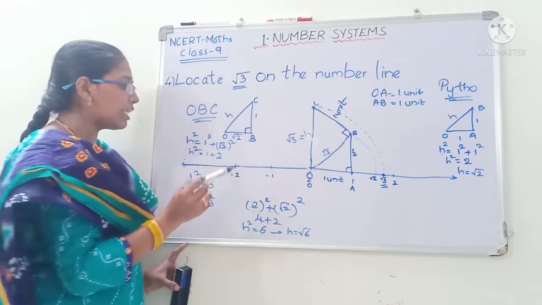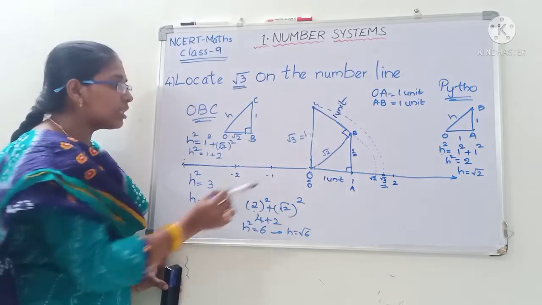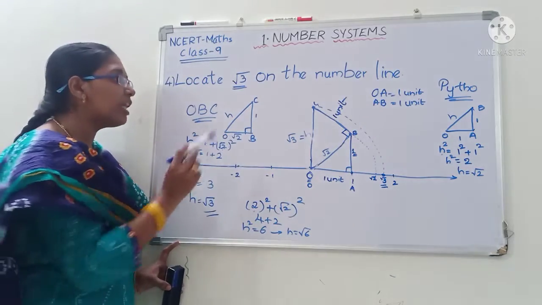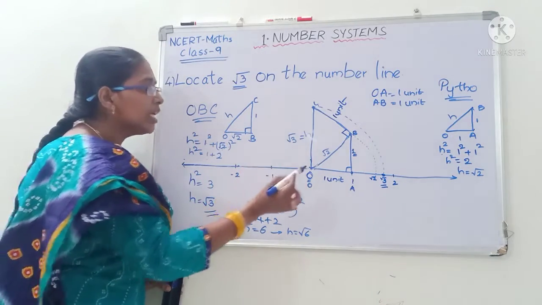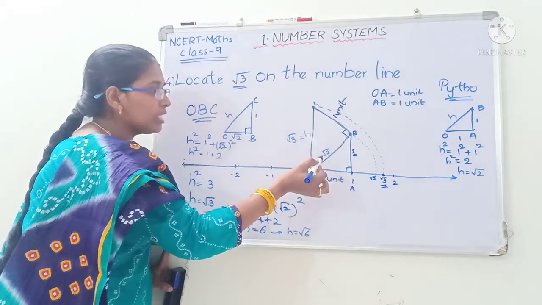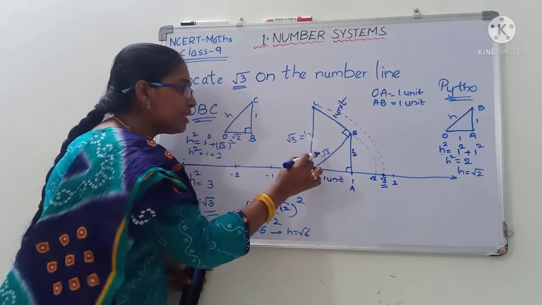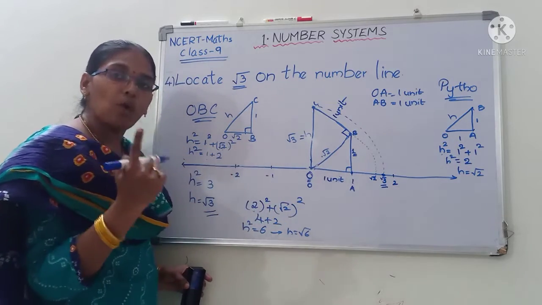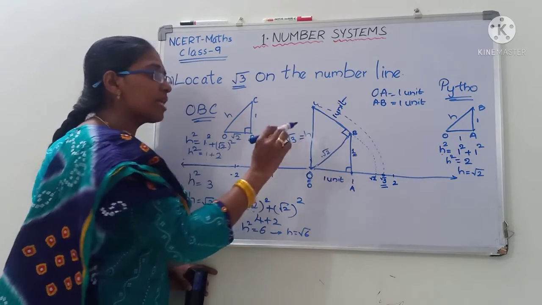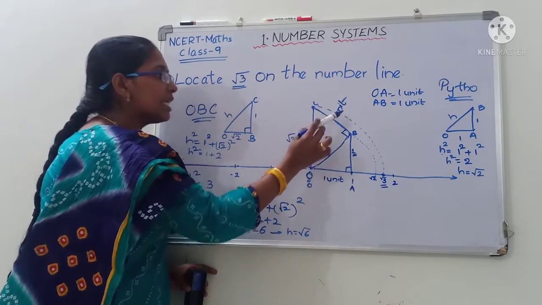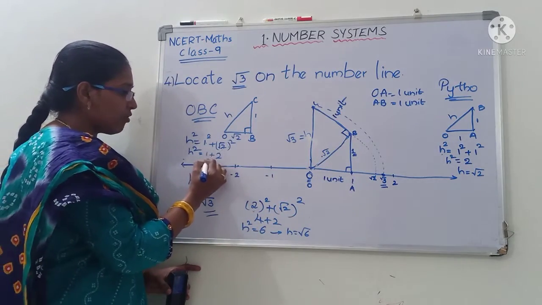Why did we take 1 unit here? Because we want root 3. We want OC length as root 3. When do you get OC length as root 3? Here root 2 is there. You keep in mind that you are using Pythagoras Theorem. That means root 2 square is 2. Only 1 extra you want. 2 plus 1, it will become 3. So you will take BC length as 1 unit. See, that's why we took 1 unit.